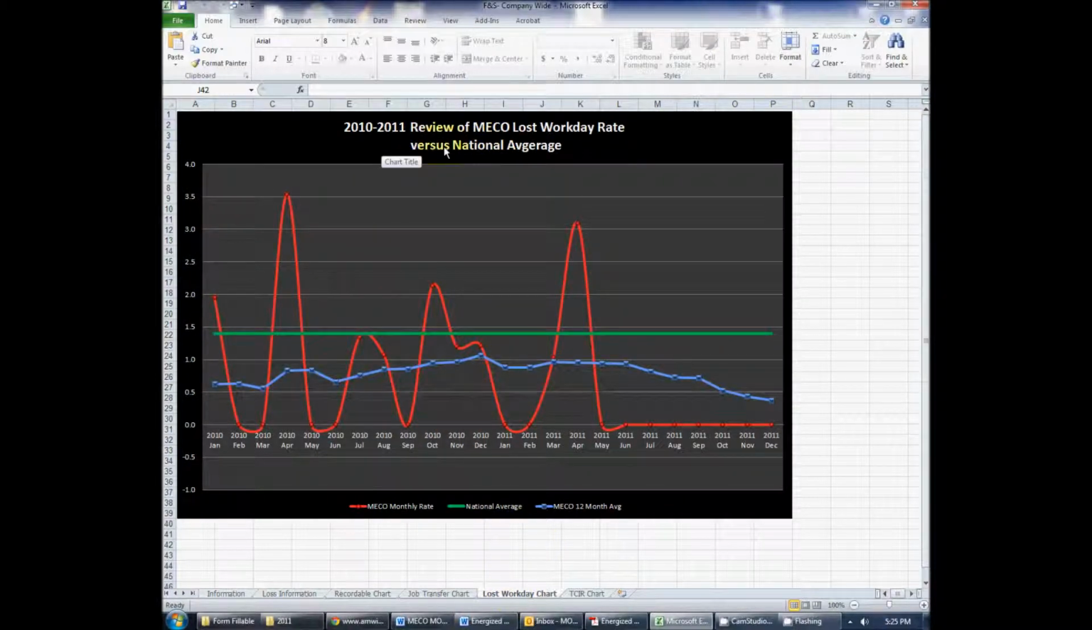Well, if we look at the lost workday rate, we have some in here that are elevated. April has, for the last 2 years, been consistently our worst month, with October being pretty bad. But if we look at what we've done this year so far, from June on, we've been very, very good, and that has dropped our rate down tremendously.